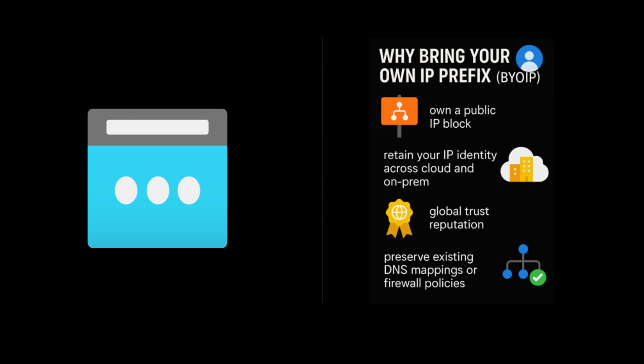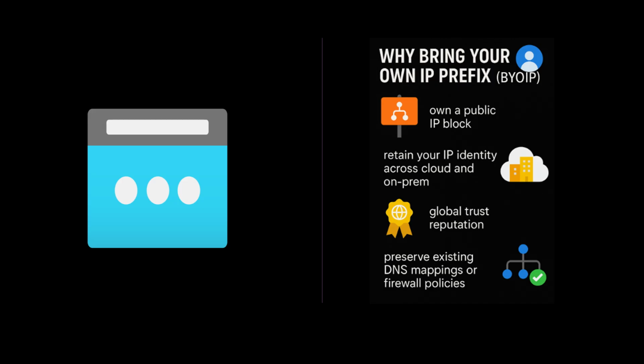When you are moving to the cloud, sometimes a standard public IP just isn't enough. You need more. Your own IP identity, global trust, and continuity across hybrid environments. That's where bring your own IP prefix becomes a powerful solution. If you already own a public IP block, registered with a regional internet registry like APNIC, ARIN, or RIPE, you can bring it into Azure. This lets you retain your IP identity across both cloud and on-premises infrastructure.